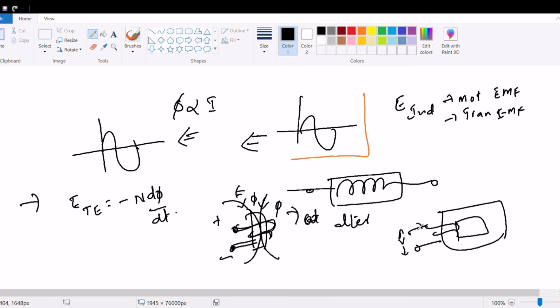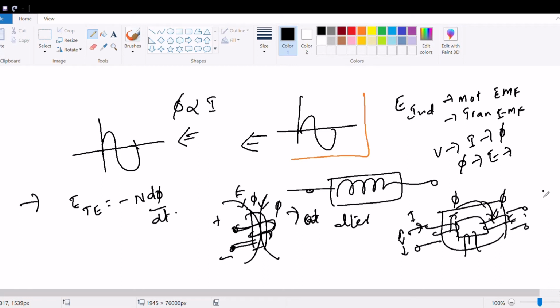We have an EMF voltage, and a current flows through it, and it produces a flux. In the same way, the reverse happens on the secondary side. If the flux coming in cuts a conductor, it produces an EMF, and vice versa: voltage, current, and flux. In the same way, this flux produces an EMF. If you put some load here, like a resistance connected here, it produces a current. This is a cycle.